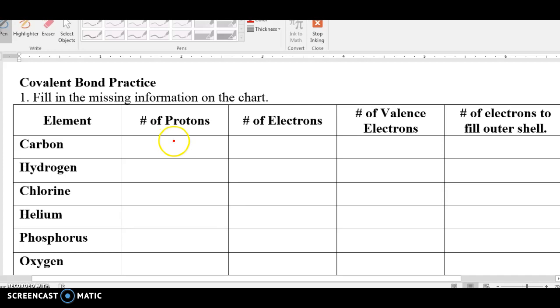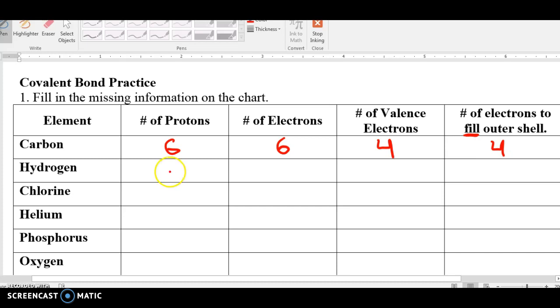Anyhow, carbon, how many protons? 6. How many electrons? 6. The valence electrons, count from the left, 1, 2, 3, 4. How many electrons do you need if you wanted to fill the outer shell? Carbon can use another 4.